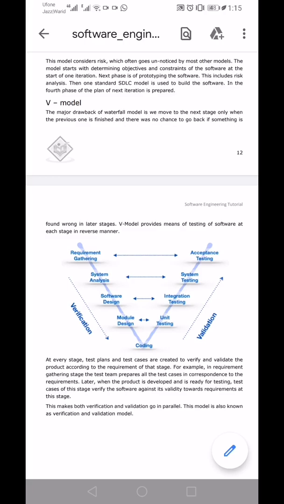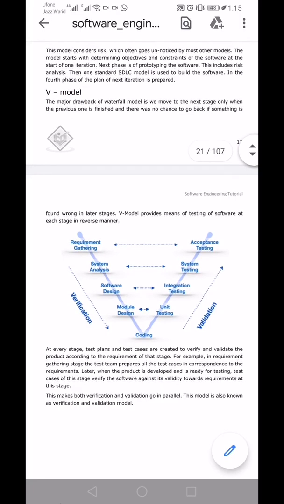Okay, beta, this is the continuation of the previous lecture about process models. We are going to discuss the next model, which is called the V model.